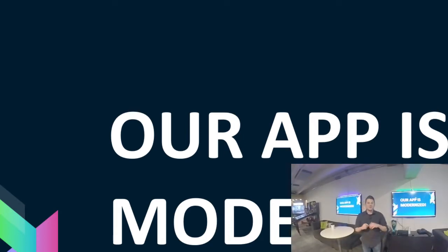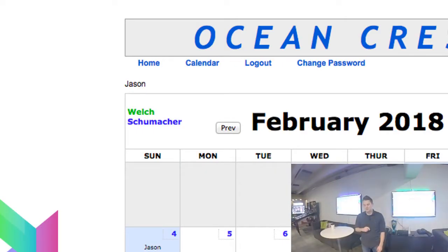All right, so once we've got our dependency injection container, we're all good. Our app is modernized. We're ready to go. If we want to move it into Laravel, it's going to be a little bit easier because we've got tests. It's decoupled. And this is what our app looks like now.